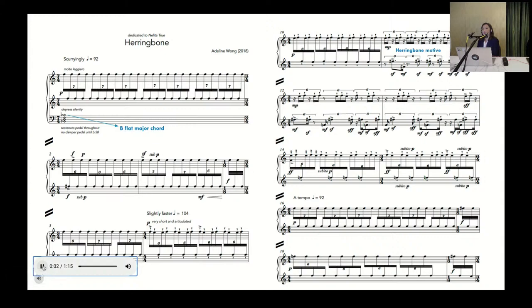Okay. Yep, so that's the repeated F note. Thank you. So that's the B-flat major chord.